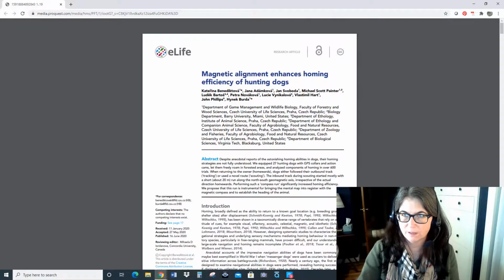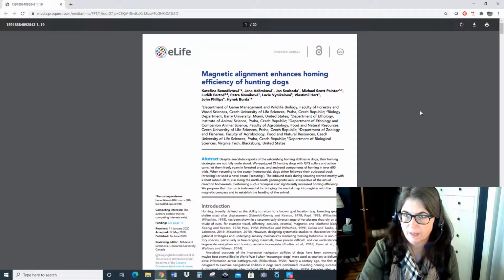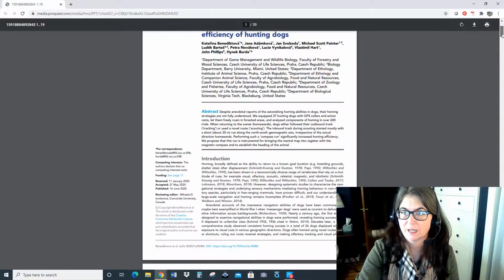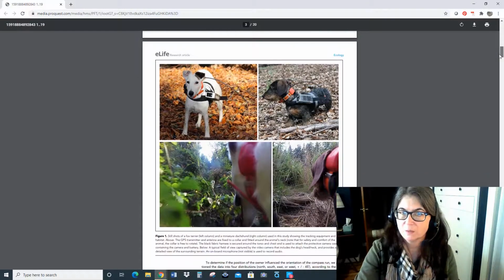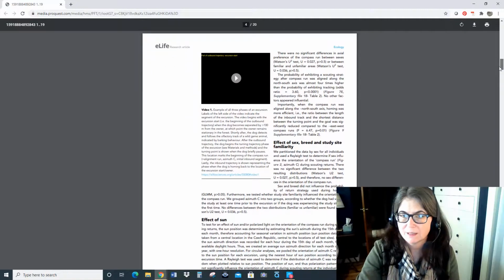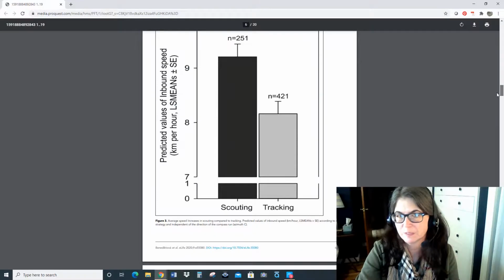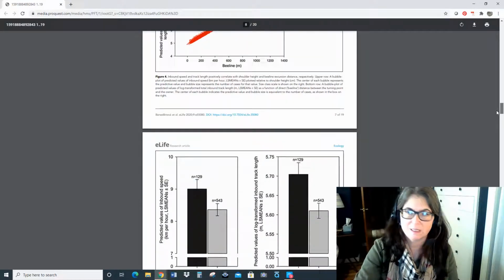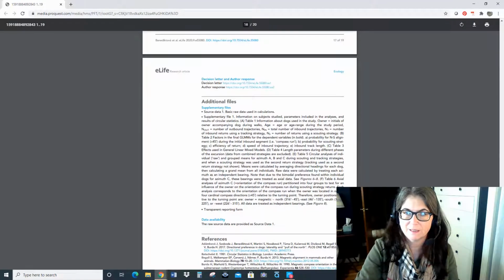Here's an example of a scholarly article. You can see right up at the top it says research article, and then here we have the title, Magnetic Alignment Enhances Homing Efficiency of Hunting Dogs. There is a lot of text on this page, and this is only the very first page. As you scroll through, you can see it's very text-based. This one does happen to have some images, some photographs, as well as charts and graphs and tables and maps, all of those kinds of things, some statistical analysis. If we go all the way to the bottom, you'll see here's a references list.